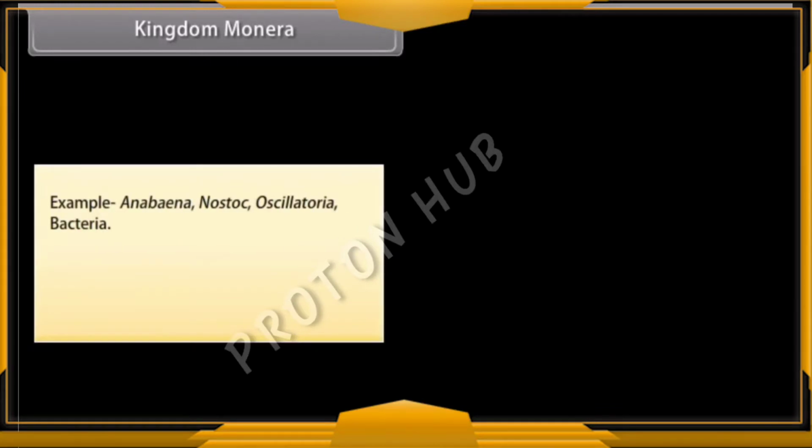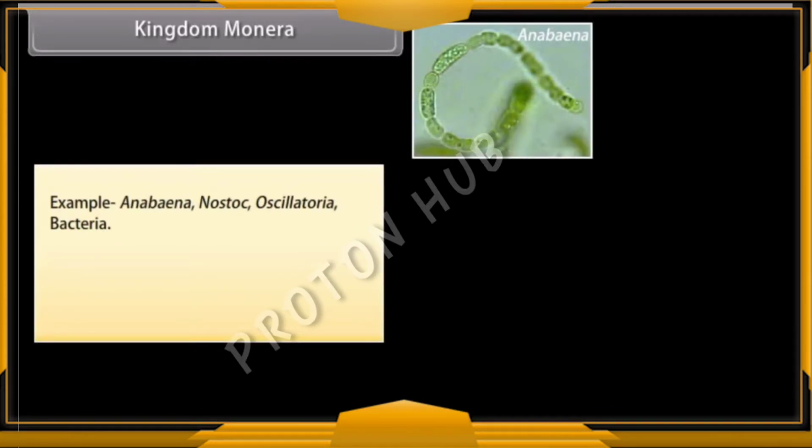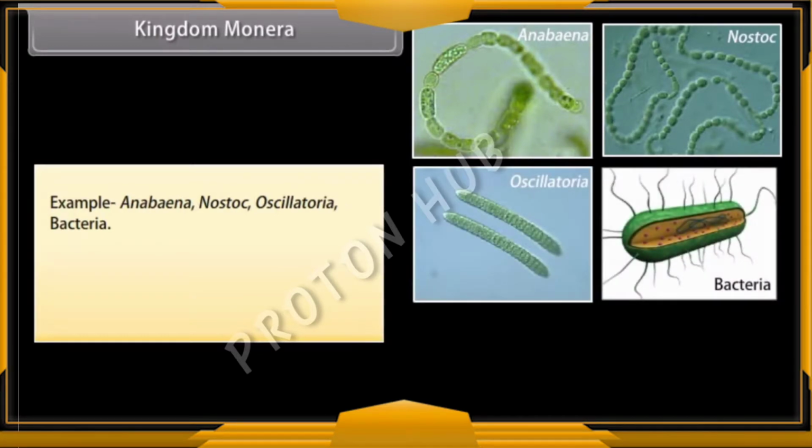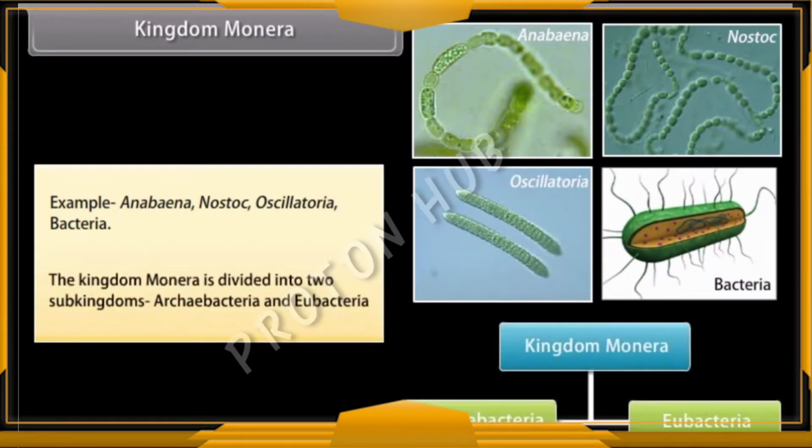Examples: Anabaena, Nostoc, Oscillatoria, bacteria. The Kingdom Monera is divided into two subkingdoms: Archaebacteria and Eubacteria.